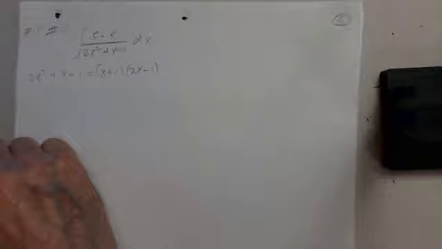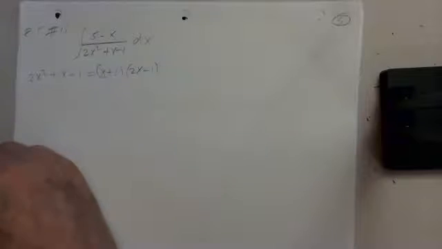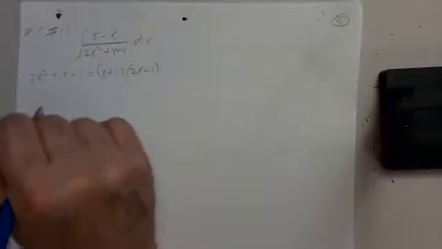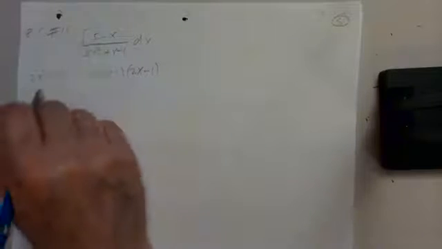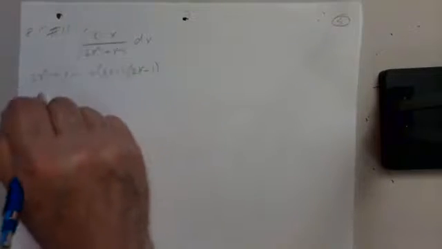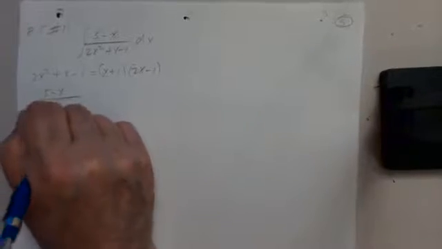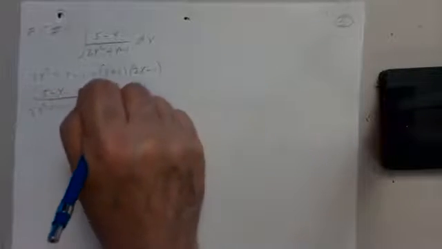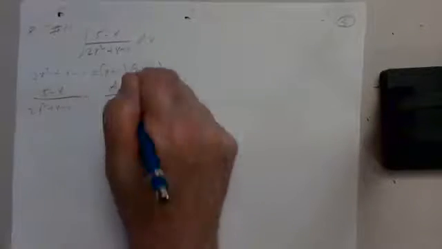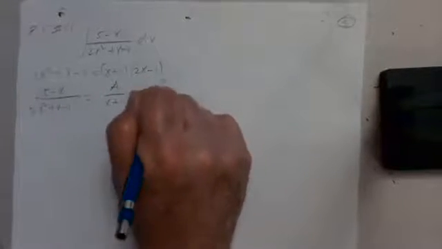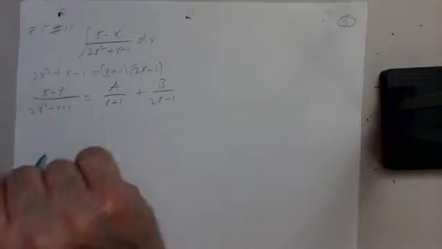What happens if you can't factor it? Then you can't do the problem, right? I mean, you have to be able to factor. So the theorem on partial fractions says that this rational function can be written in the form a over x plus 1 plus b over 2x minus 1 for some a and b.